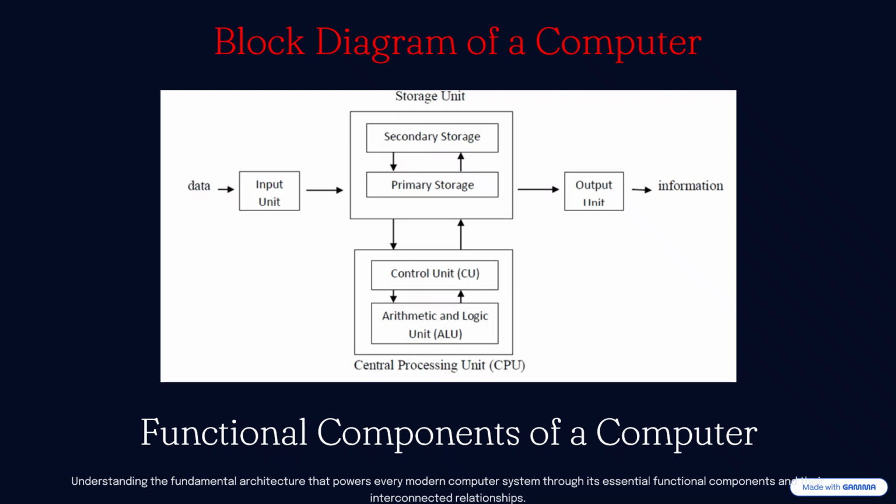So here, the block diagram of a computer system, which is also known as the functional components of a computer. There are four different types of functional components: one is an input unit, second is a storage unit, third is a central processing unit, and the fourth is the output unit.